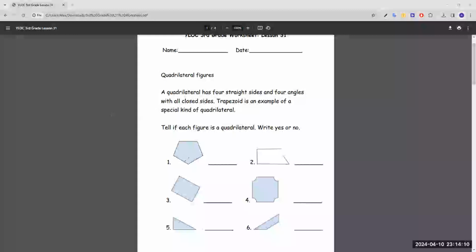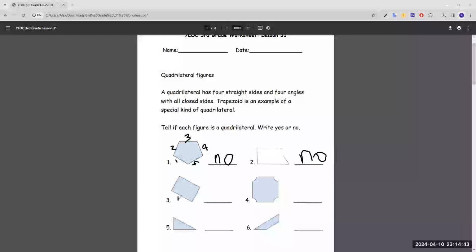Question number one. We can see here that by counting out the sides, there's one, two, three, four, five sides, which means it is not a quadrilateral because it needs four sides. So number one is not a quadrilateral. Number two, now this figure is not closed because there's like a space here. And we know that all the sides need to be closed, so it is not a quadrilateral.